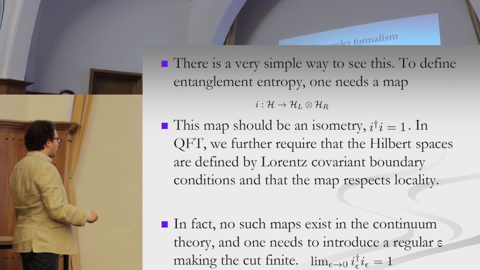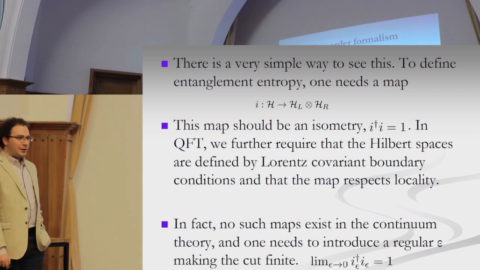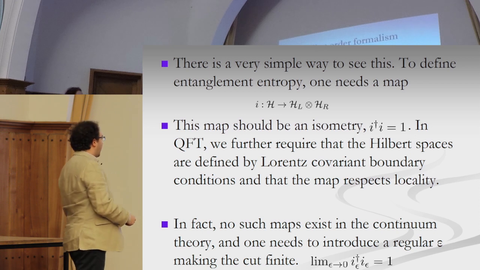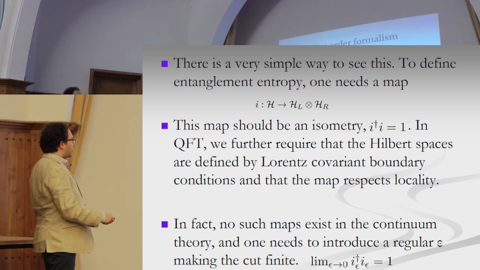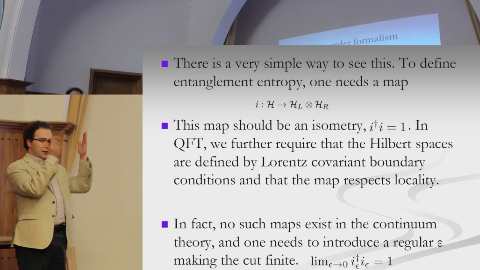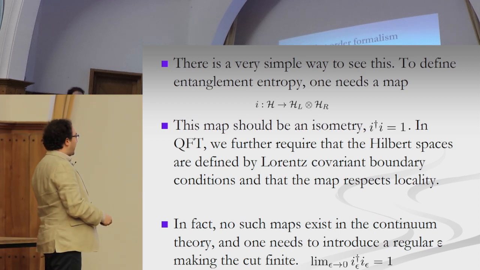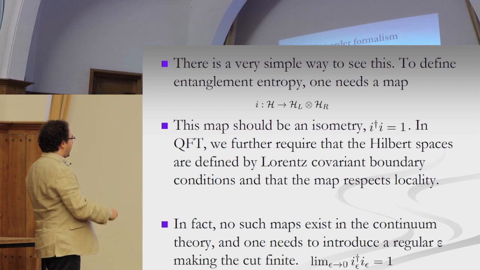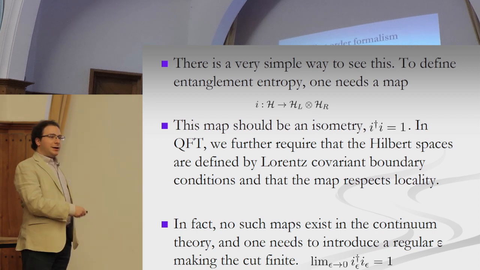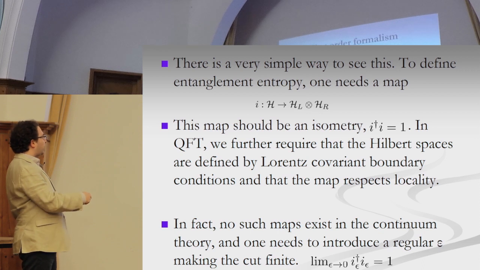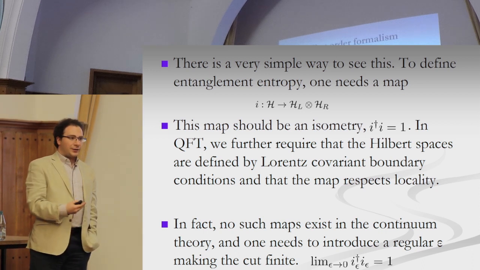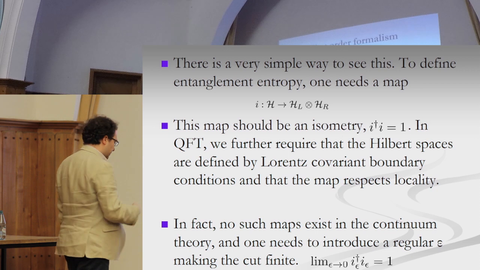Okay, so now, of course, in continuum quantum field theory, there actually doesn't exist such maps. It's not possible to find such a map, and that's related to the fact that the entanglement entropy has divergences. So you need to regularize the story a little bit. So you introduce some regulator, which basically means that I'm making this cut finite instead of putting it exactly at the extremal boundary. And then, so I have some epsilon, and then this map becomes an isometry only in the limit that epsilon goes to 0. But if I try to take the epsilon goes to 0 limit first, the map doesn't exist. So the Hilbert space factor stops making sense. Okay, so that's where there are some divergences in quantum field theory.